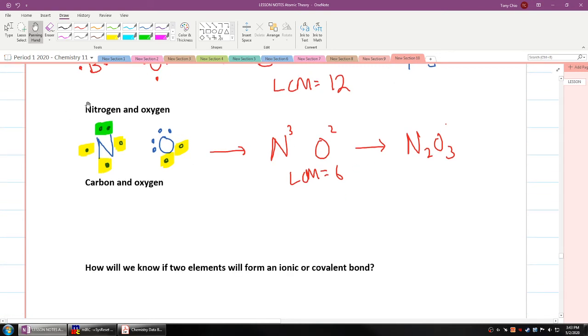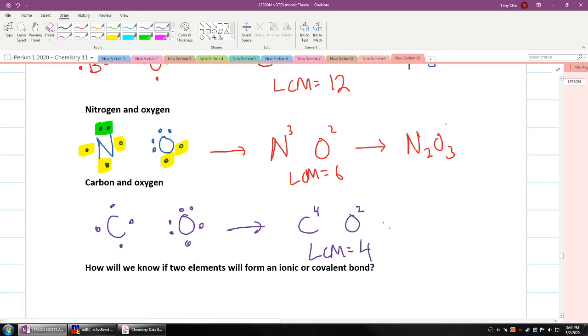Let's look at carbon and oxygen last. Carbon again has a valence of the atom of 4. That means it wants to bond 4 electrons. Oxygen has, again, 2. The LCM this time is 4, not 2. And thus, you're going to get 1 carbon and 2 oxygens, and that's carbon dioxide.